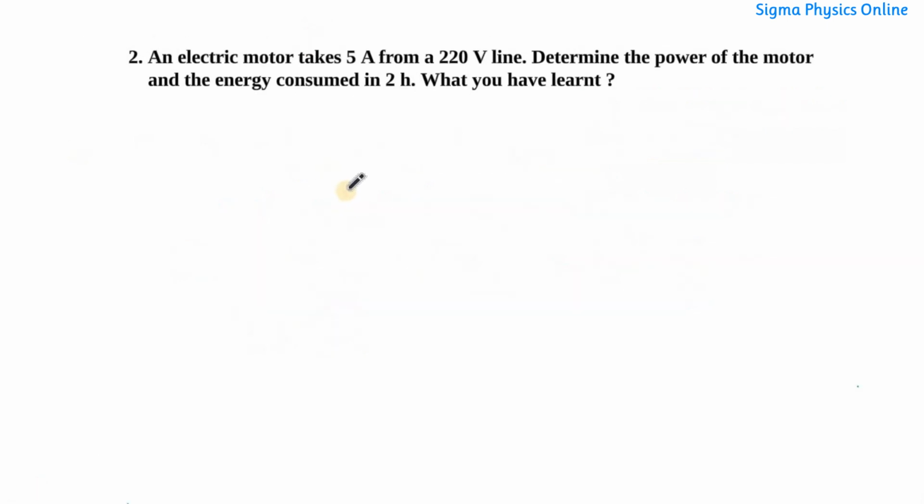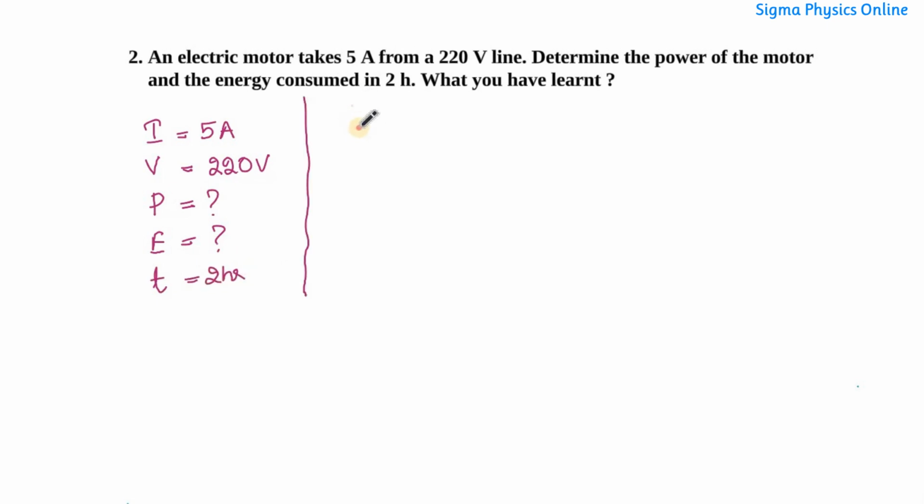Second question is an electric motor takes 5 ampere current from a 220 volt line. Determine the power of the motor and the energy consumed in 2 hours. So let's write down what all are given here. There is an electric motor which is consuming a current of 5 ampere from a potential difference of 220 volt line. We have to determine the power of the motor and how much energy it is consuming in 2 hours. So the time given here is 2 hours.